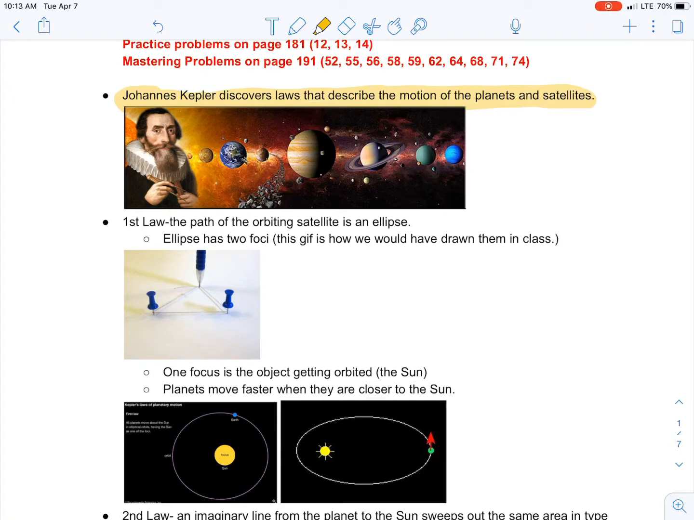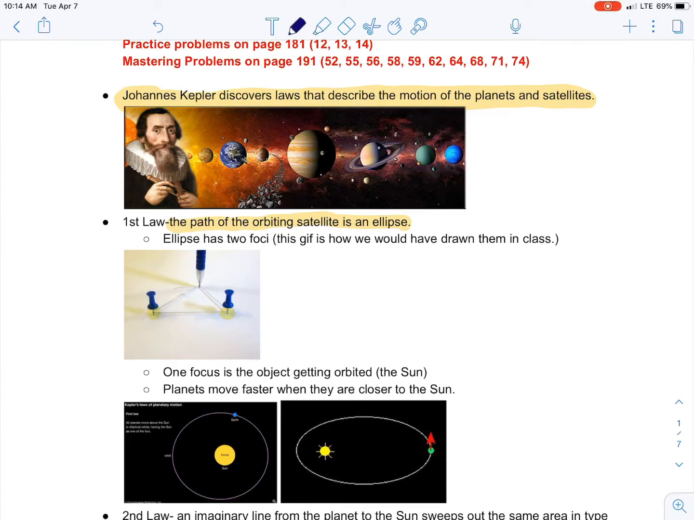Now, my picture right here is on Notability, so it doesn't show the graphics. If you look at the notes I send you, it's the same notes. Everything's pretty much typed out on it, but it'll show you the motion of these things. His first law says that the paths of things orbiting are ellipses.